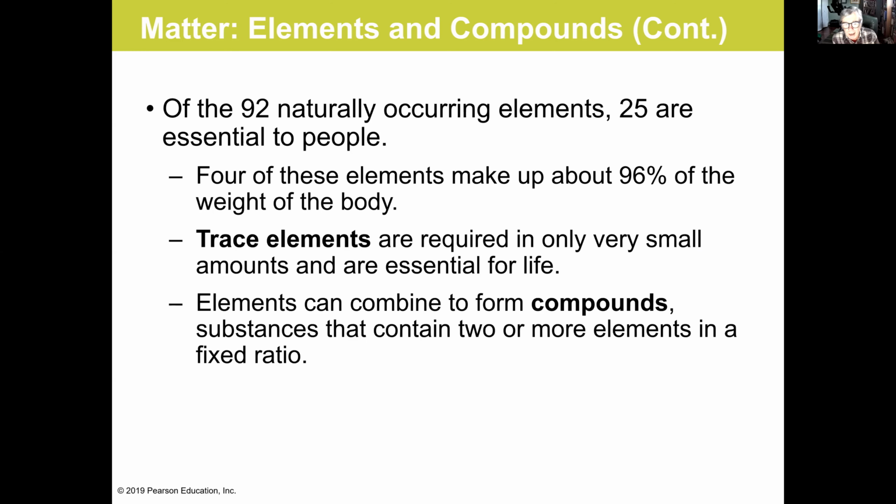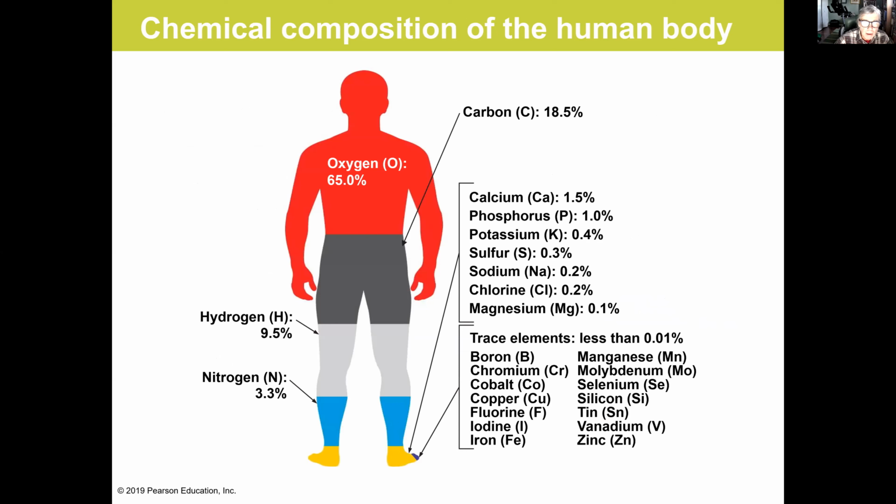Elements can combine to form compounds, substances that contain 2 or more elements in a fixed ratio. Atoms combine with each other using chemical bonds, which we will be talking about. Here they are, the 25, and the big 4, as I mentioned: carbon, hydrogen, nitrogen, and oxygen.